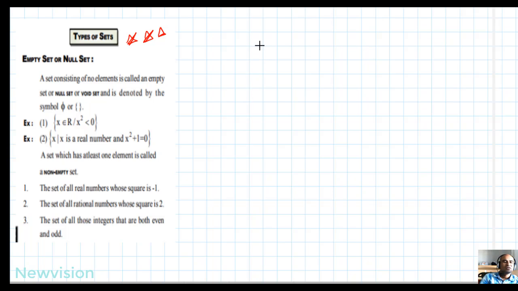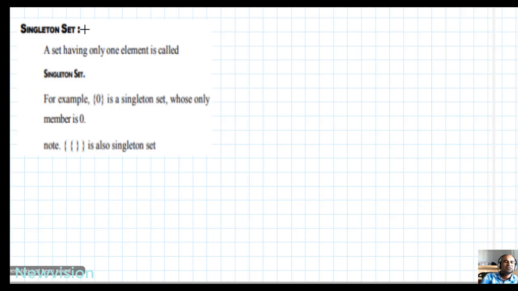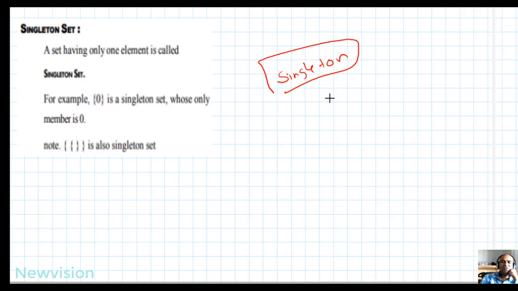Next, non-empty set. The set which is not empty is called a non-empty set. This means the set contains at least one element. Next, singleton set. A set containing only one element is called a singleton set.